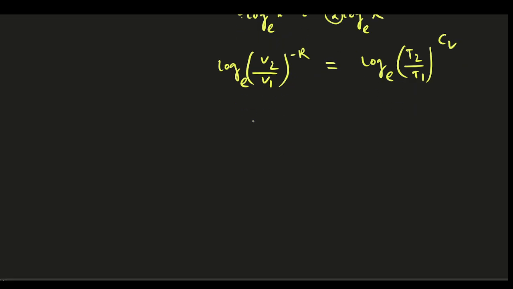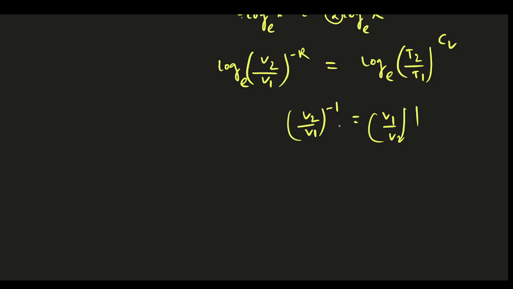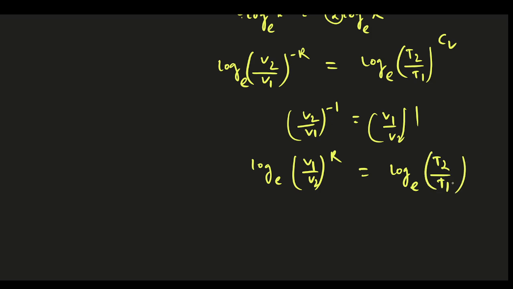We also know that if it is V2 by V1 to the power minus 1, we can put it as V1 by V2, just the reciprocal. So this is log e V1 by V2 R, I just do the reciprocal, so minus R converts to plus R. Then both sides have log e, so I can cancel it, with Cv.